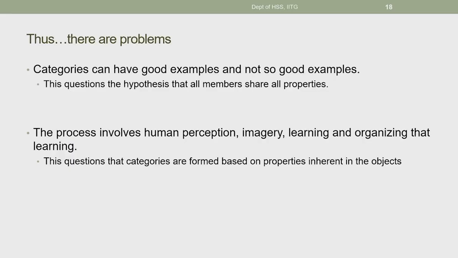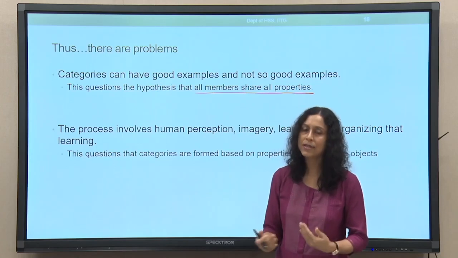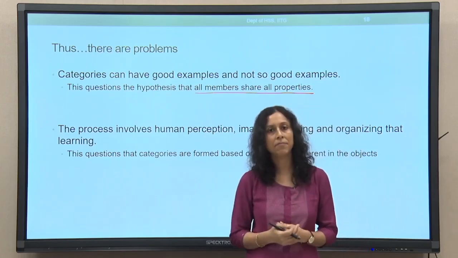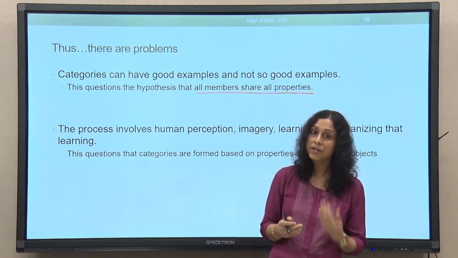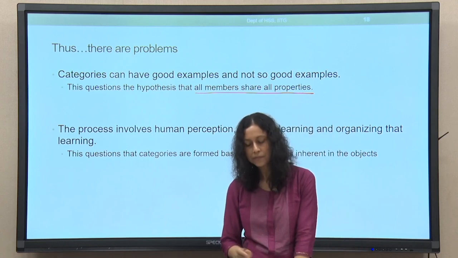This is questioning the hypothesis that all members share all properties. If all members share all the properties, that means all members are the same, and there should not be any hierarchy. But as we see, there are good members and there are bad members of a category. Which means all members do not share all the properties.